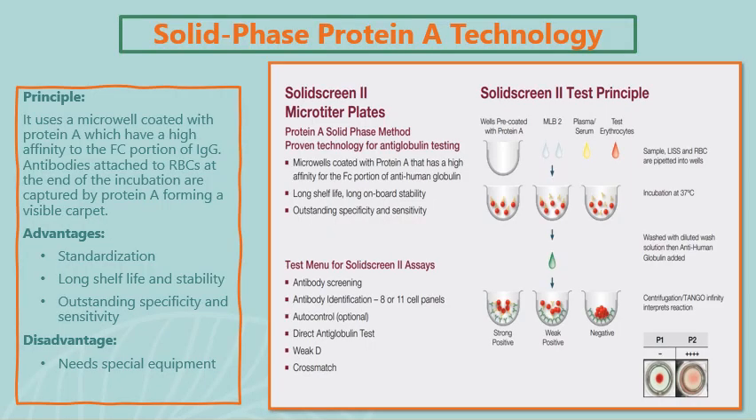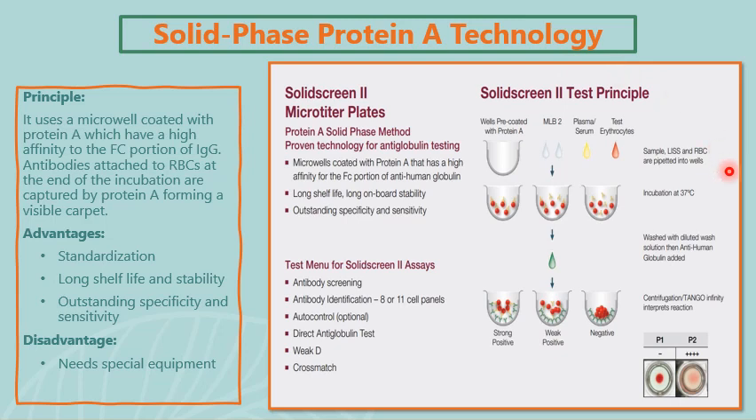Solid phase protein A technology. This technology uses a microwell coated with protein A, unlike in SPRCA, which uses red cells. Protein A has a high affinity to the Fc portion of IgG. Antibodies attached to the RBC at the end of the incubation are captured by protein A, forming a visible carpet, which is read as positive.